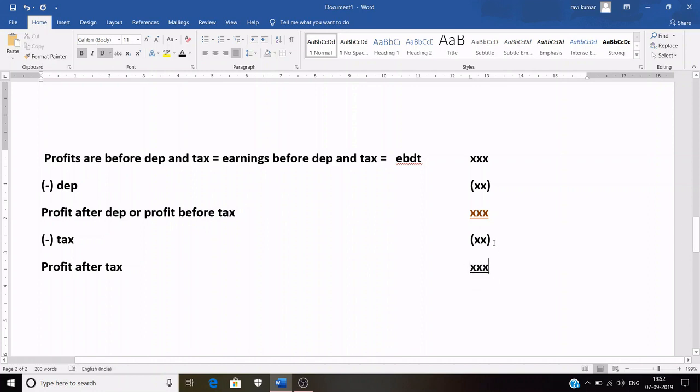This is the amount after deduction of tax. That's called profit after tax. Now, after deducting tax, the next step would be to add the depreciation again. Why are we adding depreciation again? Because depreciation is a non-cash expense. We are not paying depreciation to any third party, and therefore it is not a cash outflow. So we have to add it again to get cash flow after tax. So again add depreciation to profit after tax.